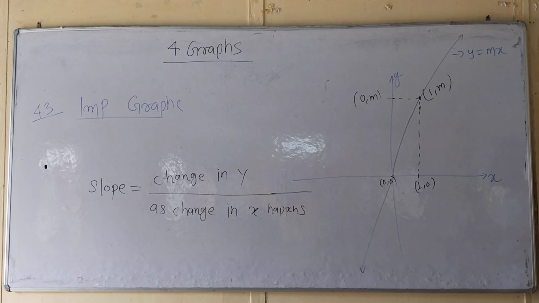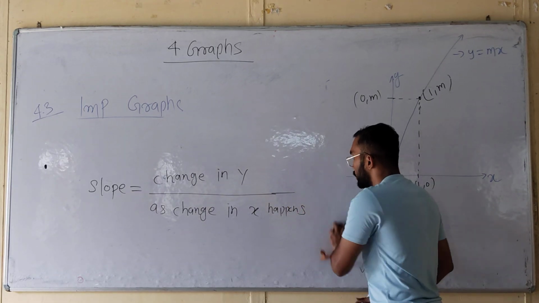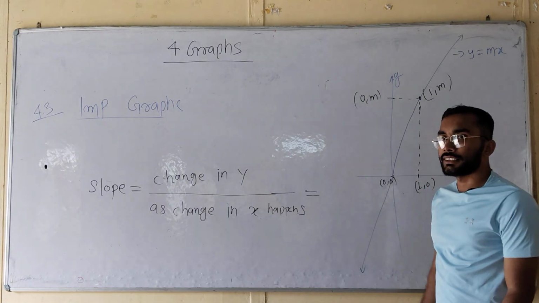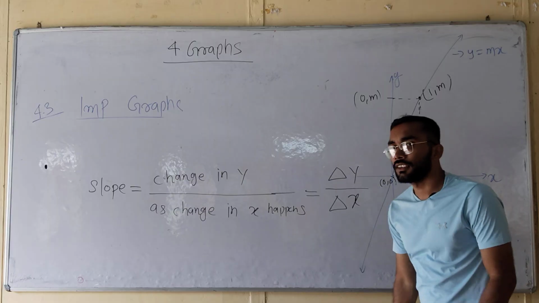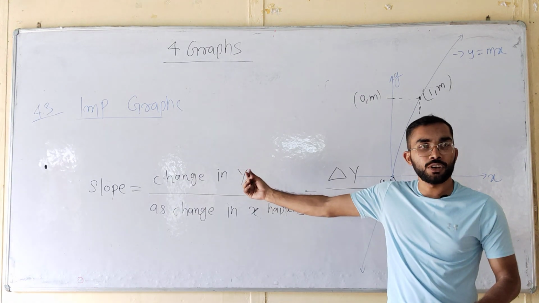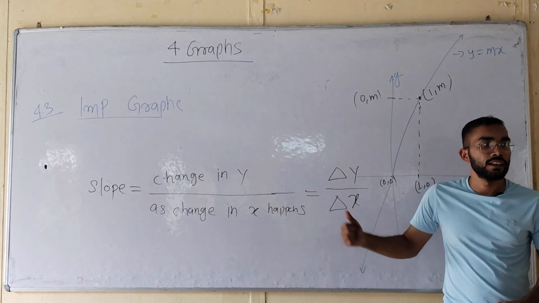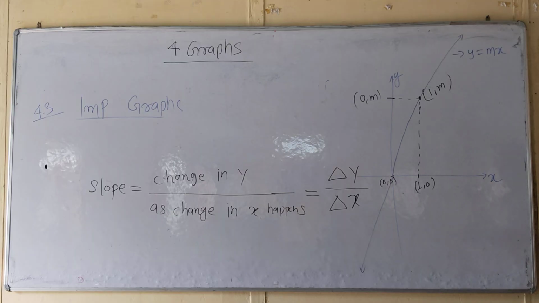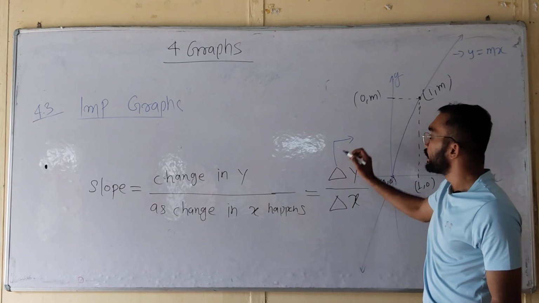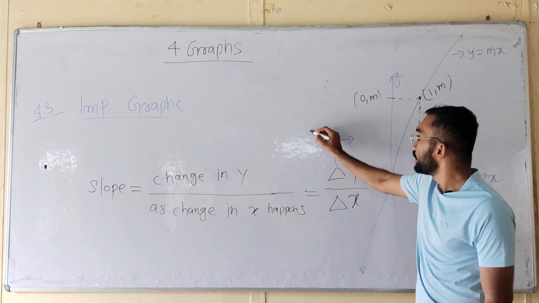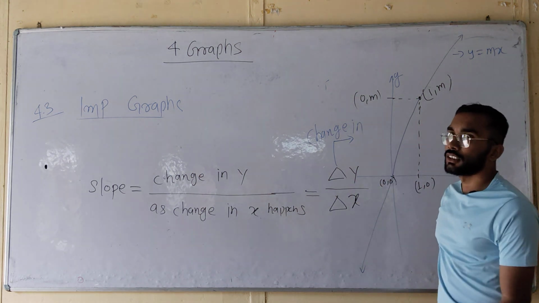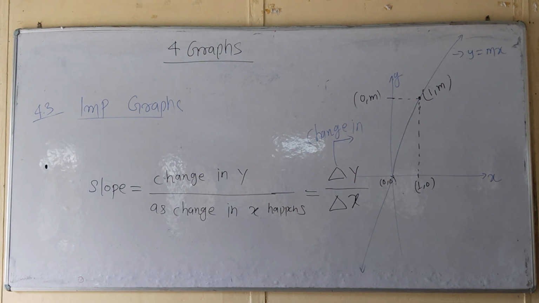Okay, now I will be introducing some more terms. This same thing can be written as this triangle shape y and this triangle shape x. The whole thing you have written in words can be written here in the form of symbols. This is not a triangle, it's called delta. How do you pronounce it? Change in. The name is delta, meaning is change in.